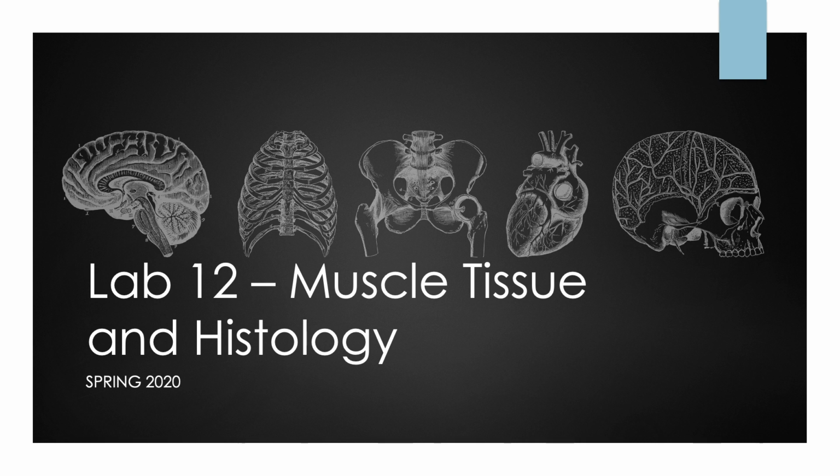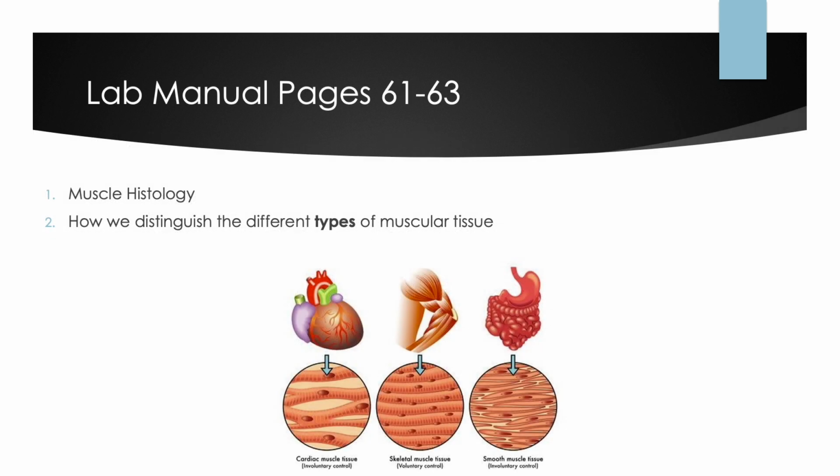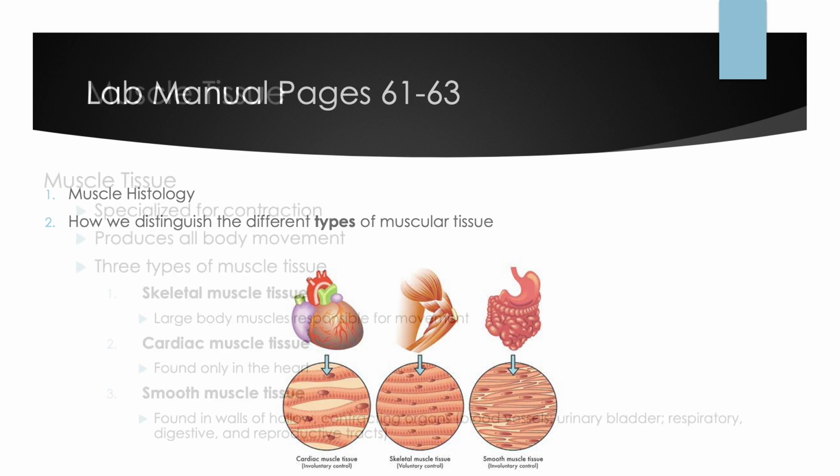So today we're going to be talking about muscle tissue and muscle histology. Today we'll be working out of pages 61 through 63 in your lab manual, so I would encourage you all to get your lab manuals out and follow along throughout the presentation. The first thing we're going to talk about is muscle histology, and what we mean when we say muscle histology is basically how we distinguish the three different types of muscular tissue.